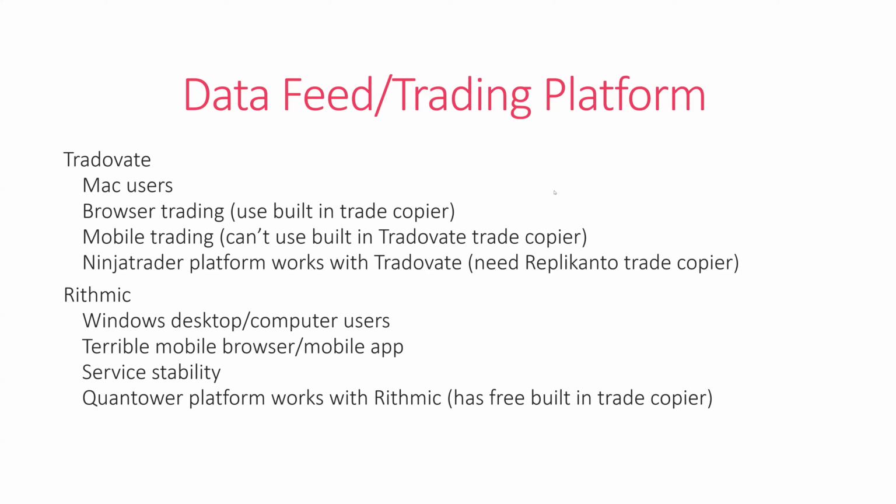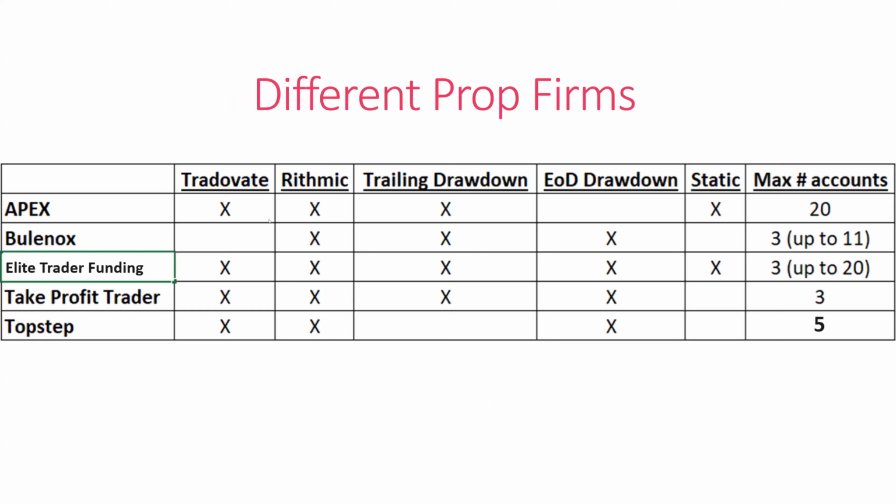So the main point of this slide is you need to figure out exactly what type of style of trader you are, whether you're a browser trader or a computer trader. And each data feed and platform does have its advantages and disadvantages. Like Tradeovate is very Mac friendly. It uses browsers, so you can use it anywhere. Where Rhythmic allows you to have a better trading platform, like for instance, Quant Tower. Quant Tower is really superior compared to NinjaTrader, which is also their trading platform that you connect to Tradeovate. Yep. All right, moving on to the next slide.